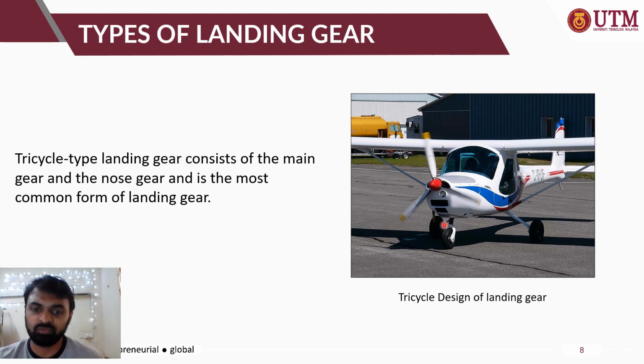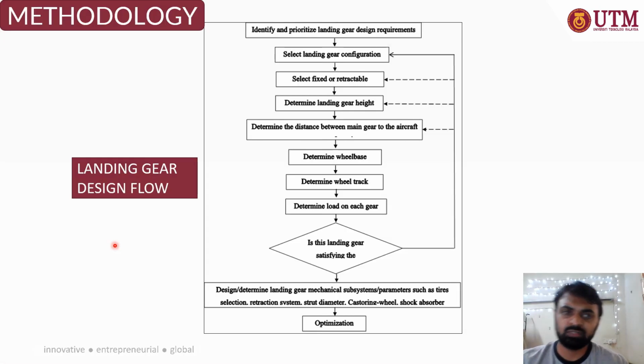As you can see from the figure, this is the tricycle landing gear design. For our methodology, we are following this flow chart for our landing gear design. First, we have to identify and prioritize the landing gear design requirements. Then we have to select the landing gear configuration. After that, we have to find a fixed and/or retractable landing gear design.